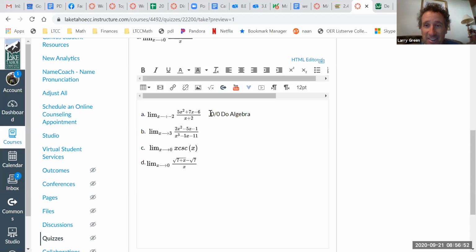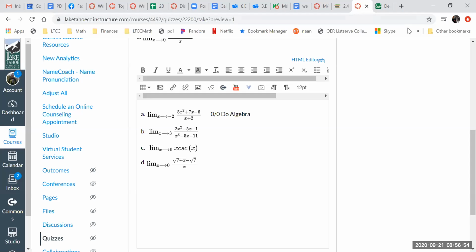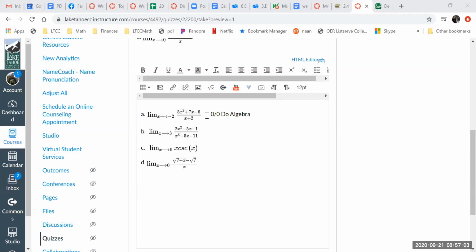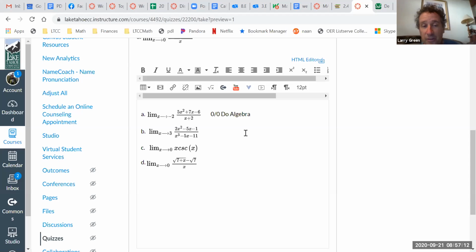Is it okay on the quiz if you write do algebra on the problems? Once we get 0 over 0 and we write do algebra, is that okay? Yeah, it's okay if you write do algebra, but now we got to do the algebra. That's why I wrote it. So I'm writing it as kind of a model. I'm showing my work, which is you plug in, you get 0 over 0. So I wrote do algebra. And now it's time to do some algebra.